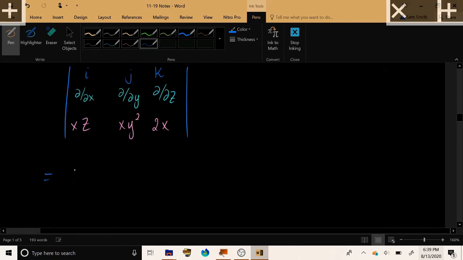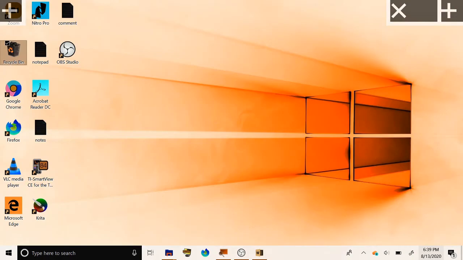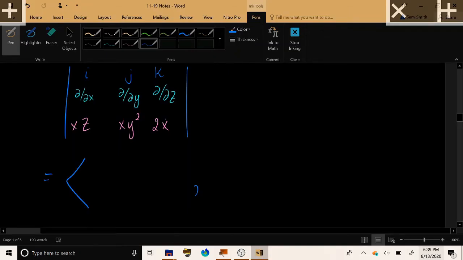Alright, so looking at the i component, we have the partial with respect to y of 2x. The partial with respect to y of 2x is 0, since 2x contains no y's. And going in the opposite direction, the partial with respect to z of xy squared is 0, because xy squared contains no z's.